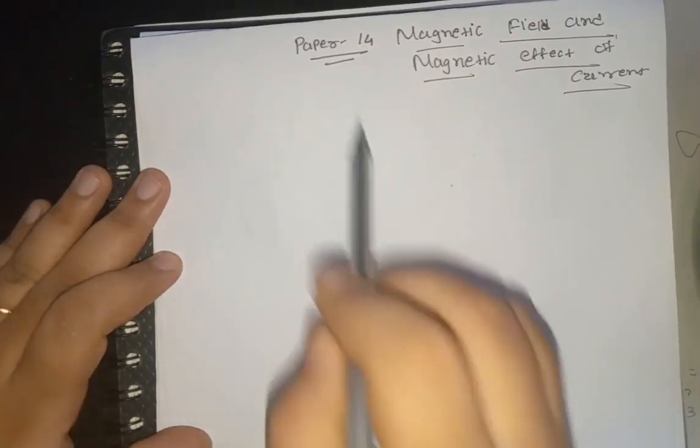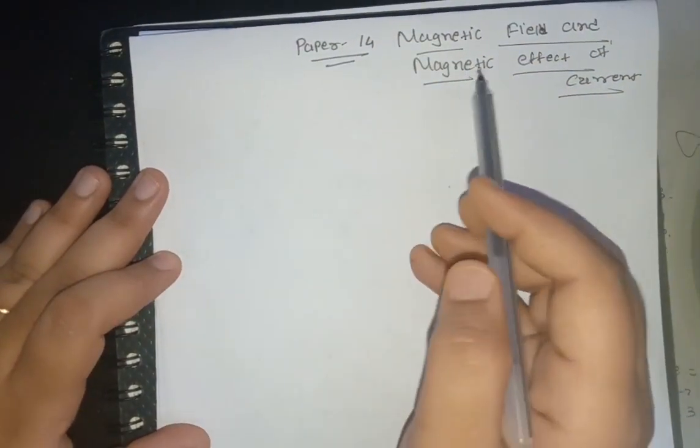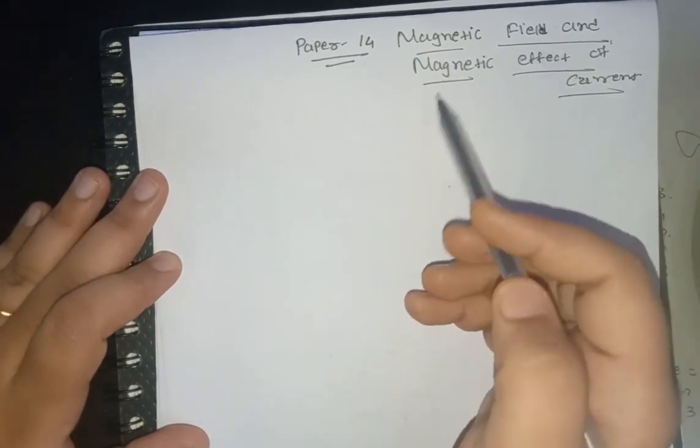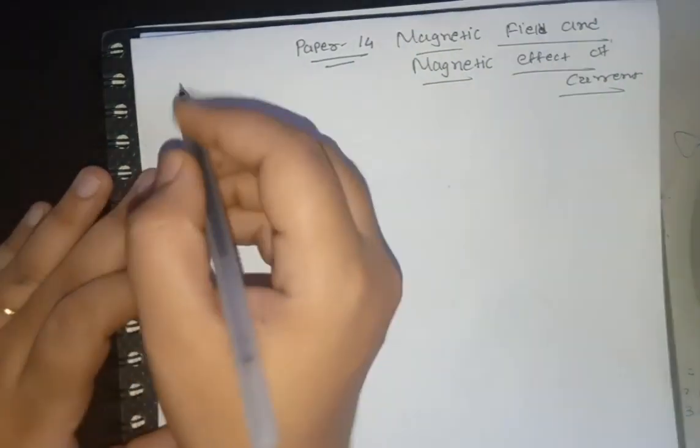Hello students, we are going to discuss paper 14 today. The topic was magnetic field and magnetic effect of current.